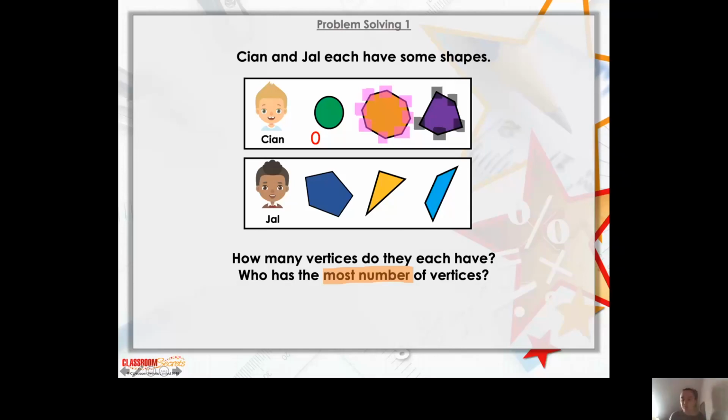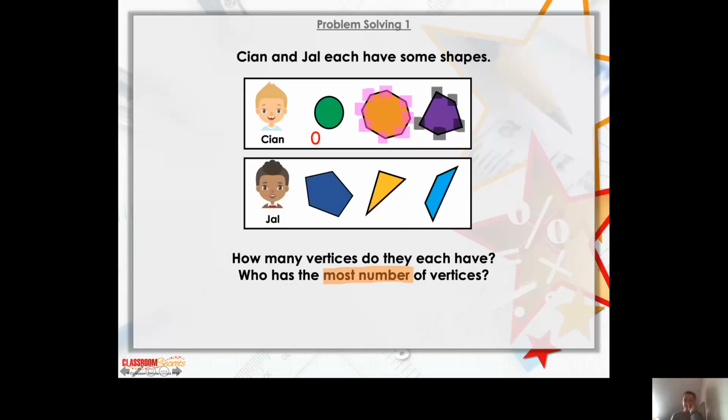So what I'd like to do now is add up the number of vertices on all of Kian's shapes together. And then when you finish with that, I'd like to look at Jal's shapes, find out how many vertices each shape has, and then add them all together again and work out who has the most vertices with all their shapes added together. Okay, so pause the video now and have a go.